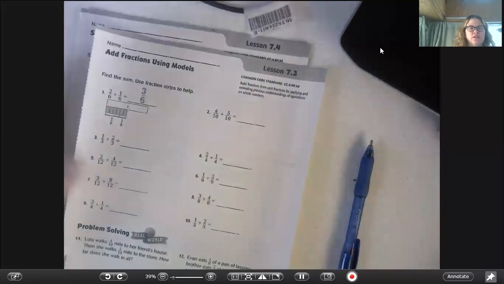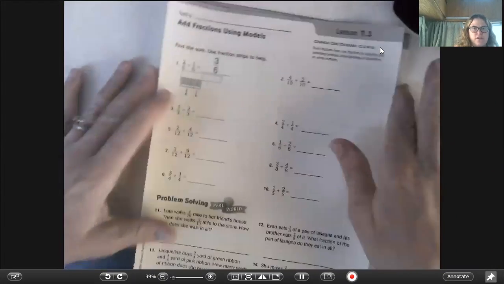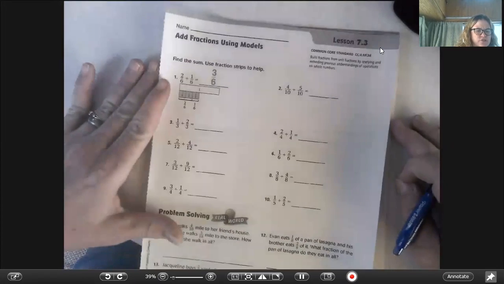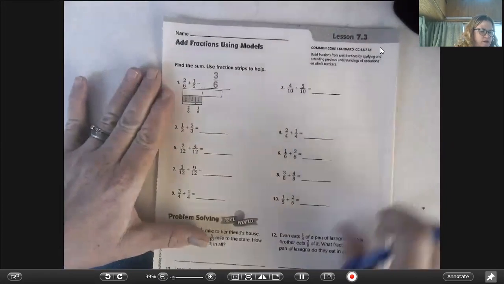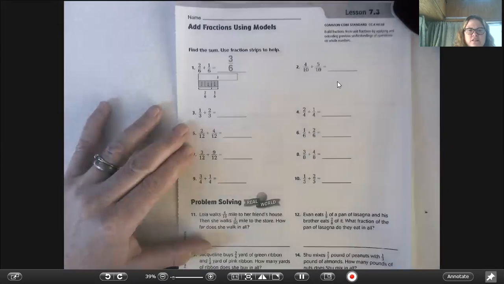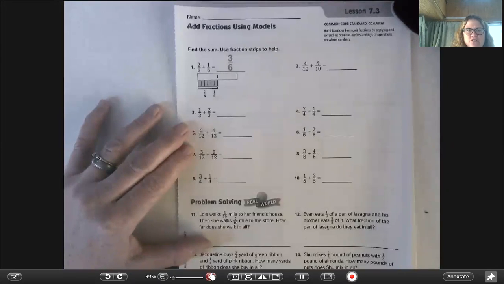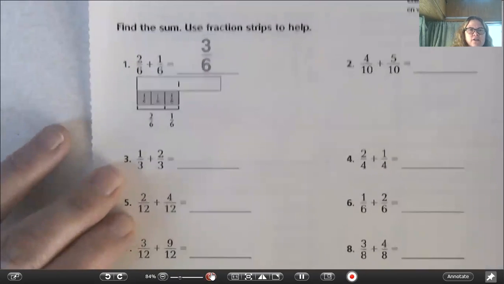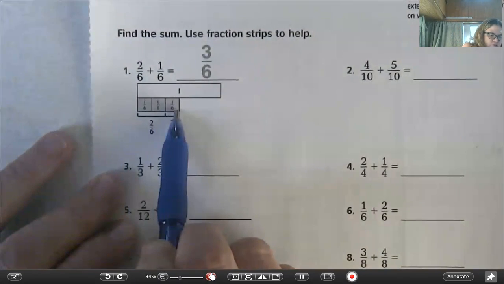Hi friends, this is going to be lesson 7.3, fix my papers, and we are adding fractions using models. This is very similar to lesson 7.1 where you were looking at a model and adding them together. Now if you notice in this work on this page, you are going to use a model where you are comparing your fraction to the whole.